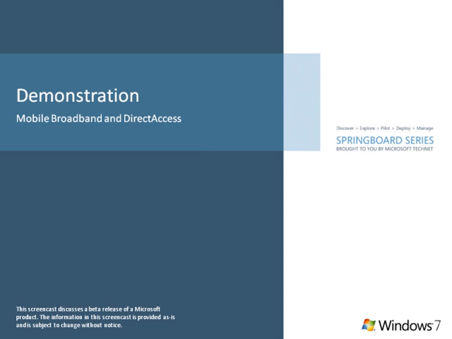Windows 7 improves connectivity with the help of features like mobile broadband and direct access, and helps IT administrators to keep the mobile computers up to date when away from the network. This screencast shows you how.